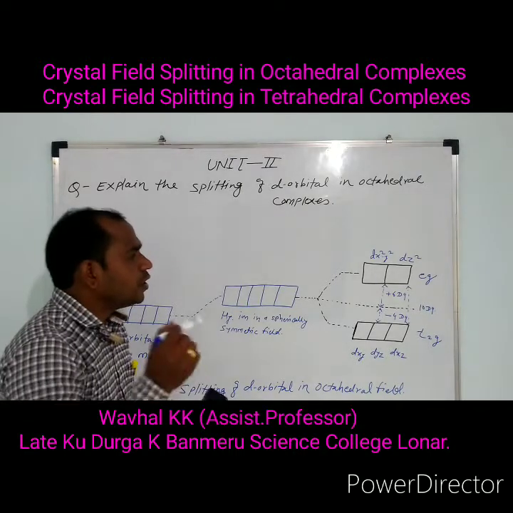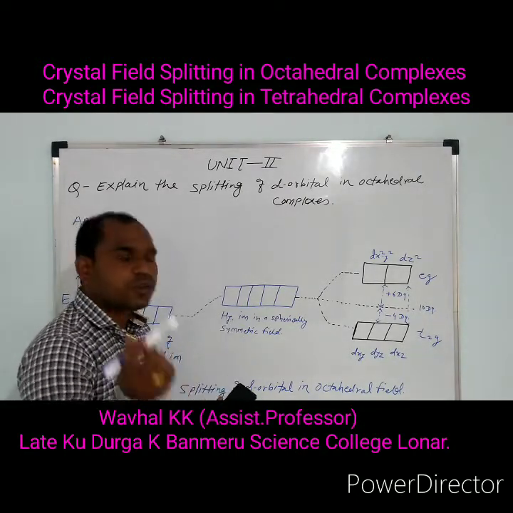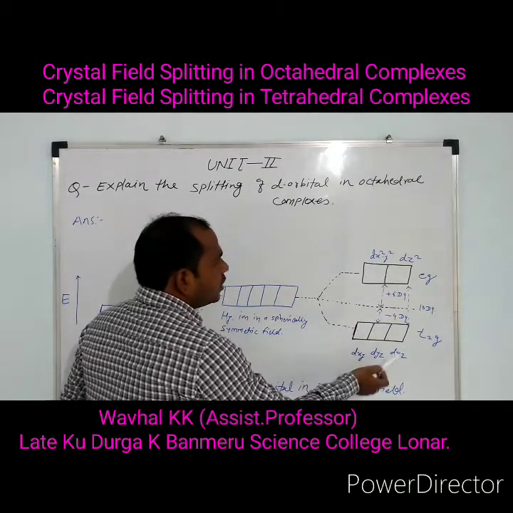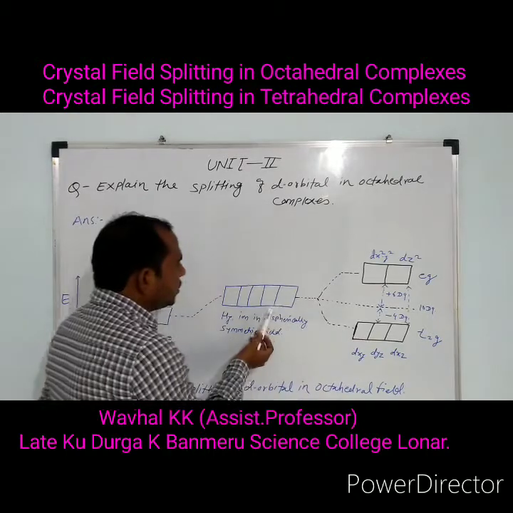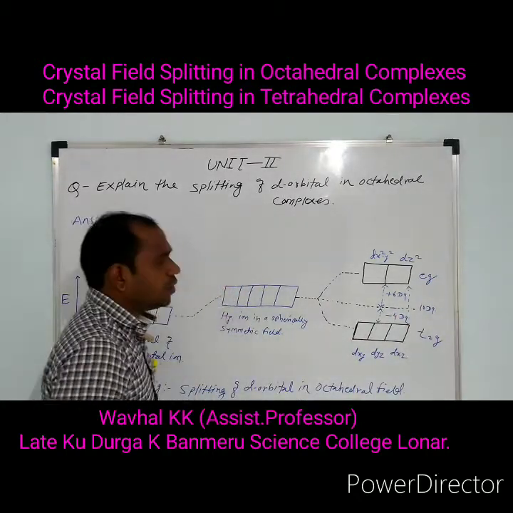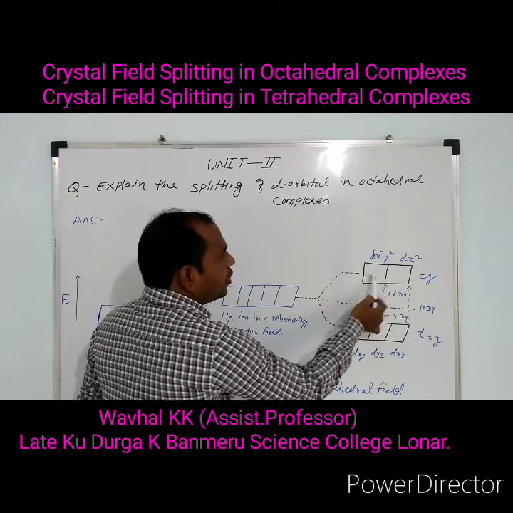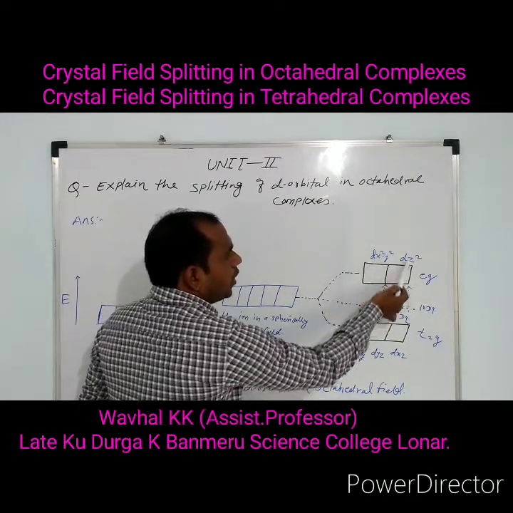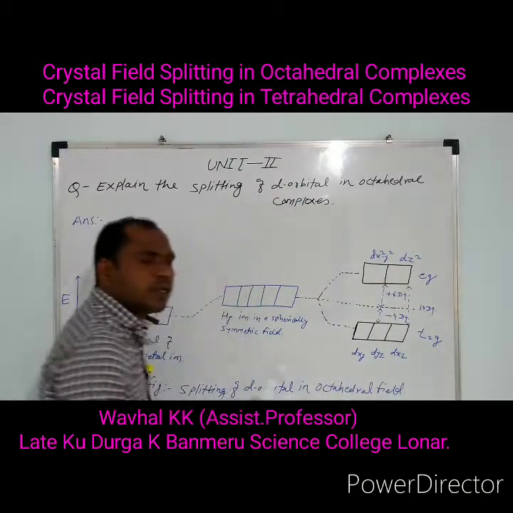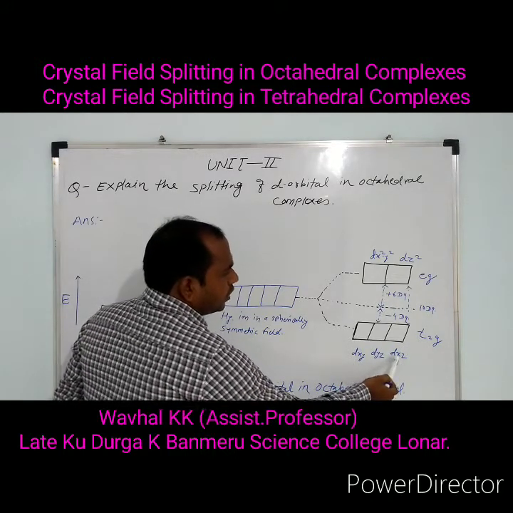Due to this electrostatic repulsion, the d orbital is split up into the Eg orbitals and the T2g orbitals. The Eg orbitals consist of two sub-d orbitals, that is the dx2-y2 and the dz2 orbital, and the T2g orbital consists of three d orbitals, dxy, dyz and dxz.